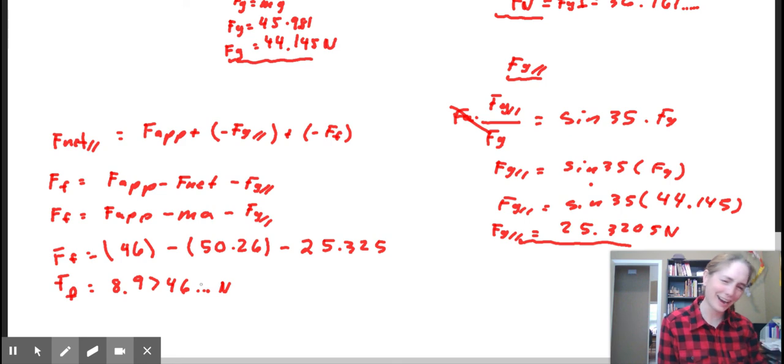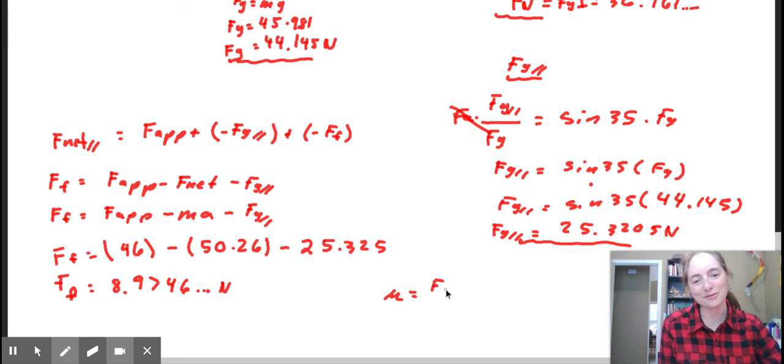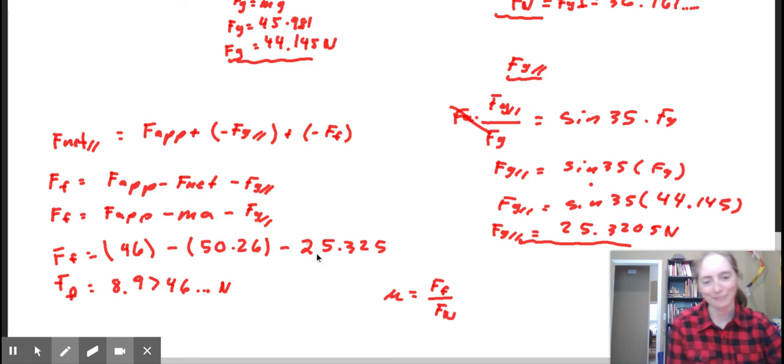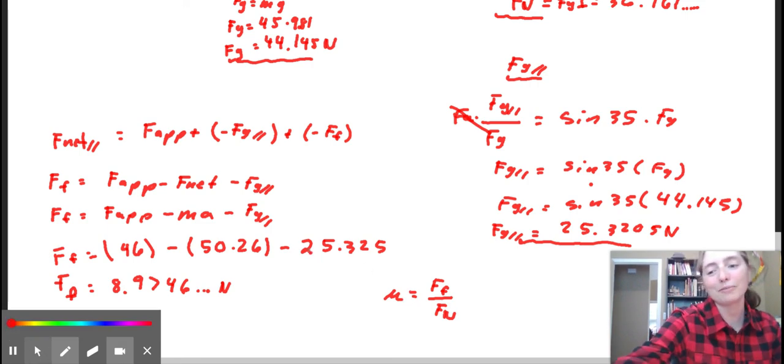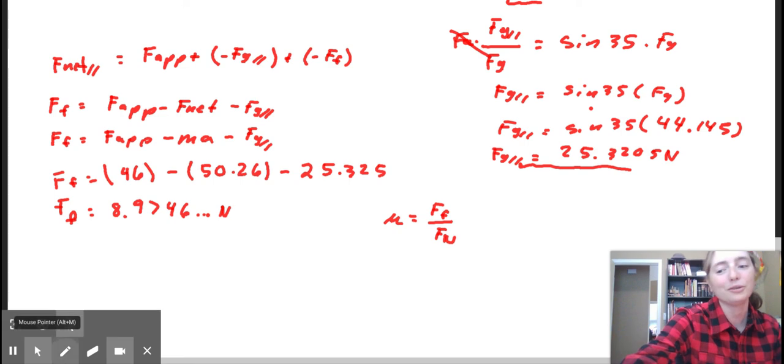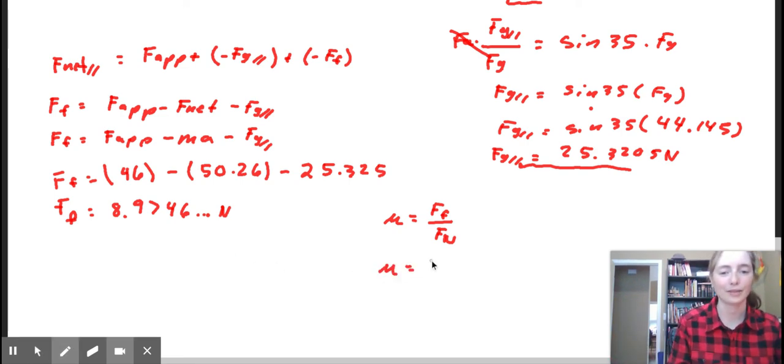Almost there. Okay, we now need to find mu. So remember, ladies and gentlemen, how force of friction is mu Fn. So we're going to divide our force of friction by our normal force, and that is going to give us mu. So I'm going to scroll down so I can put numbers into this. Force of friction, we just calculated, 8.9746, all digits in your calculator.